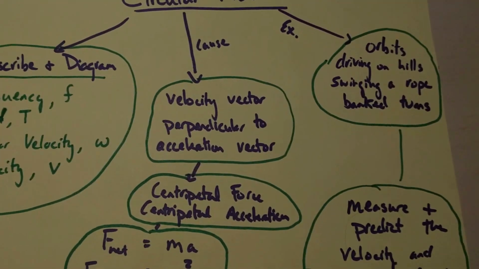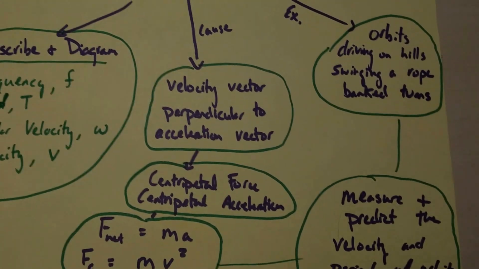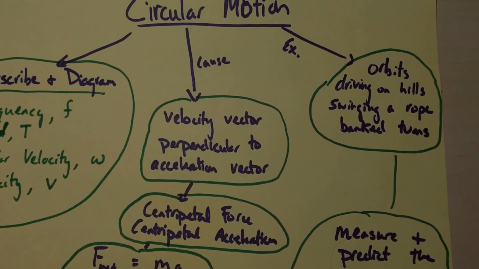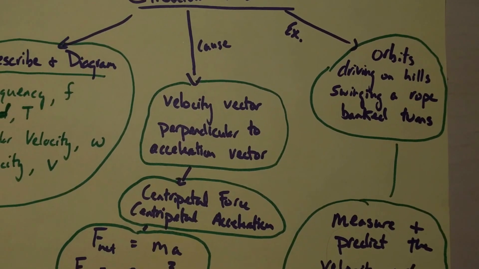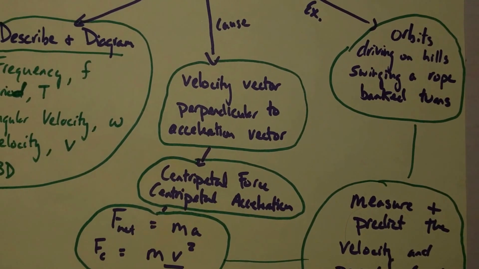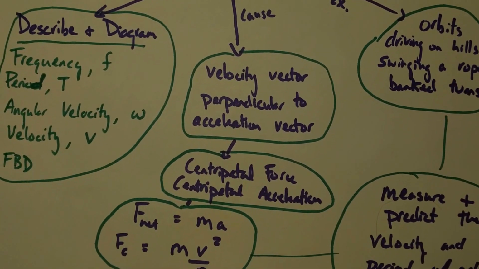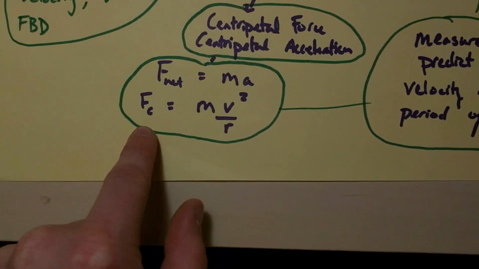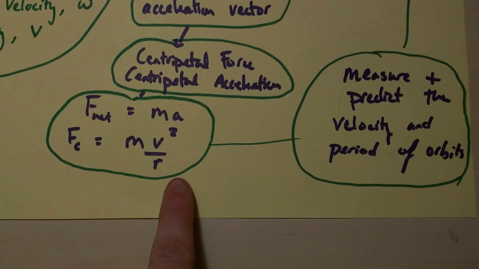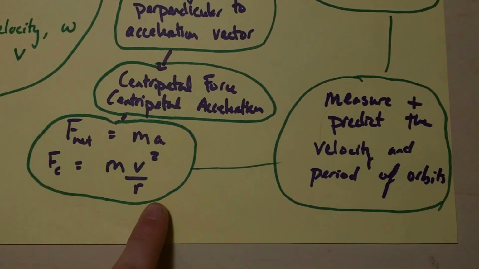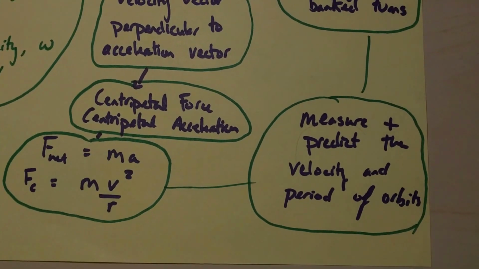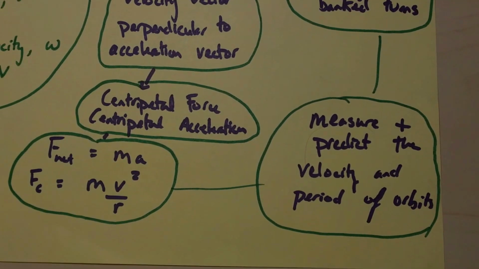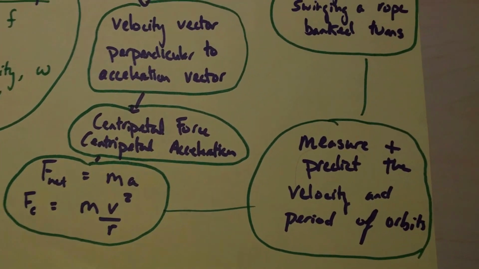And tying to our projectile unit, we said that satellites, anything in orbit, really is just like a projectile because the only force acting on that object is gravity. So the force of gravity then would become our net force, our centripetal force, and we would set that equal to mv squared over r, like we're going to see in a minute. And we should be able to measure and predict the velocity and period of things that are in orbit. So let's look at number 14.